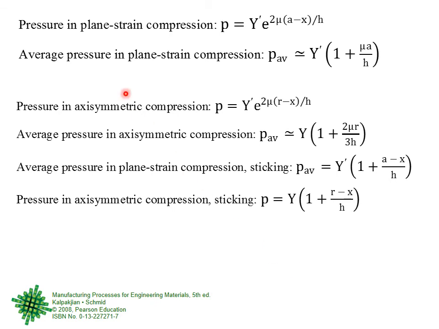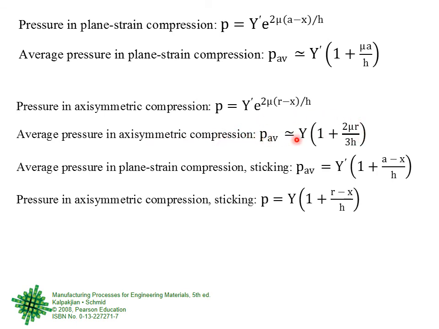Tell me. This pressure, no. This pressure, maybe. This is average pressure. But this is plane strain, so no. Pressure in axisymmetric means cylindrical. Average pressure in axisymmetric, yes. Right? So this is the equation. This is a sticking condition, this is a sticking condition, no. So the only equation is this equation. Average pressure for non-plane strain. Axisymmetric means cylindrical piece. So this is the equation.